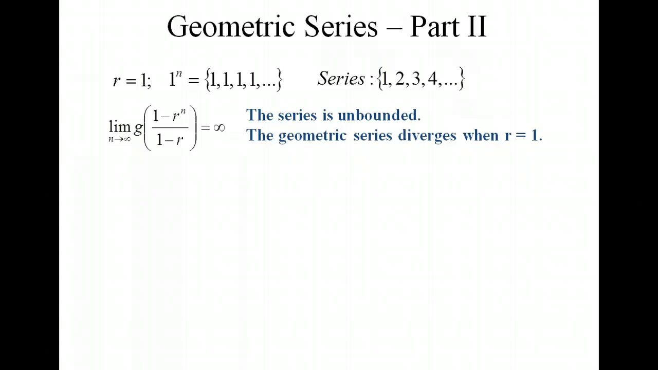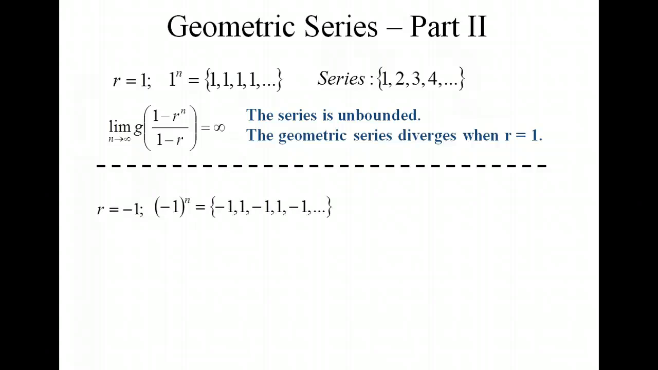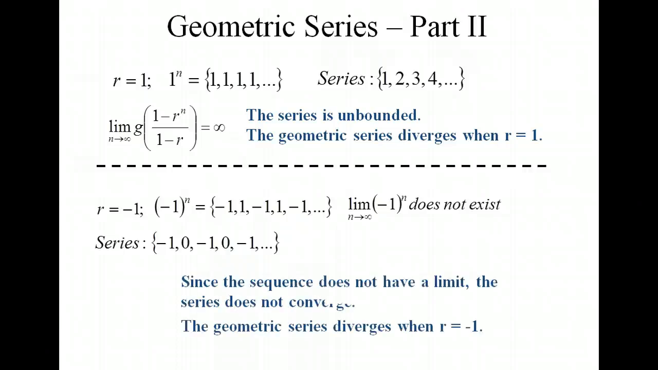Let's look and see what happens when r equals negative 1. Well, that's going to give us the sequence of 1s that are alternating in sign, negative, positive, and so on. What happens here is that the limit does not exist because they're not heading toward any one specific number. Let's look at the series. The series is going to alternate from negative 1 to 0. So the series does not have a limit either, and if it doesn't have a limit, then it diverges. Okay, so far we saw that for numbers greater than 1, it diverges. For r values of 1 and negative 1, it also diverges.